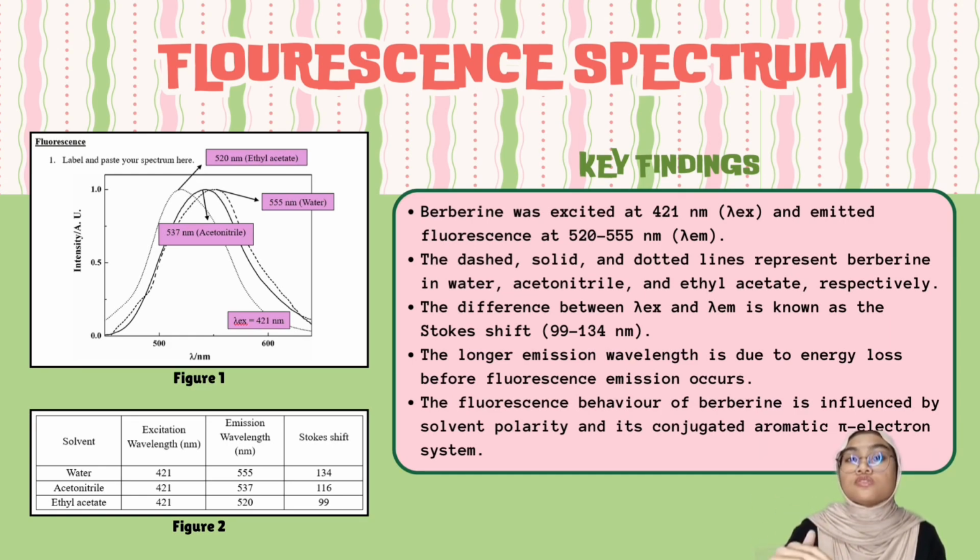The results also show that solvent polarity influences the fluorescent properties of berberine. Water, which is the most polar solvent among the 3, produces the largest redshift in the emission wavelength, while the less polar solvent, ethyl acetate, shows the shortest emission wavelength. Overall, the fluorescence spectrum confirms that berberine is a naturally fluorescent compound due to its conjugated aromatic structure.